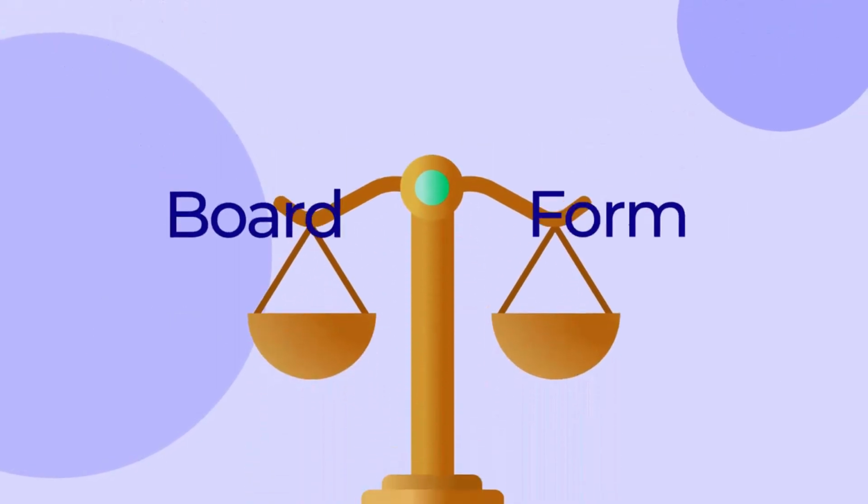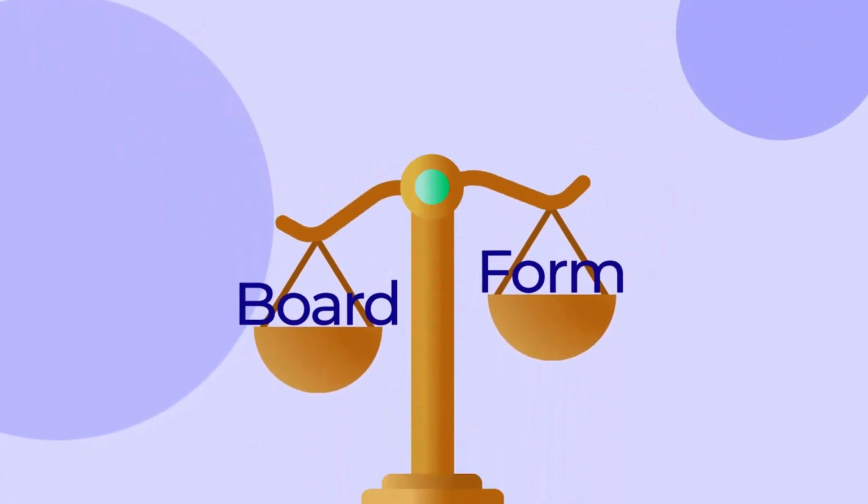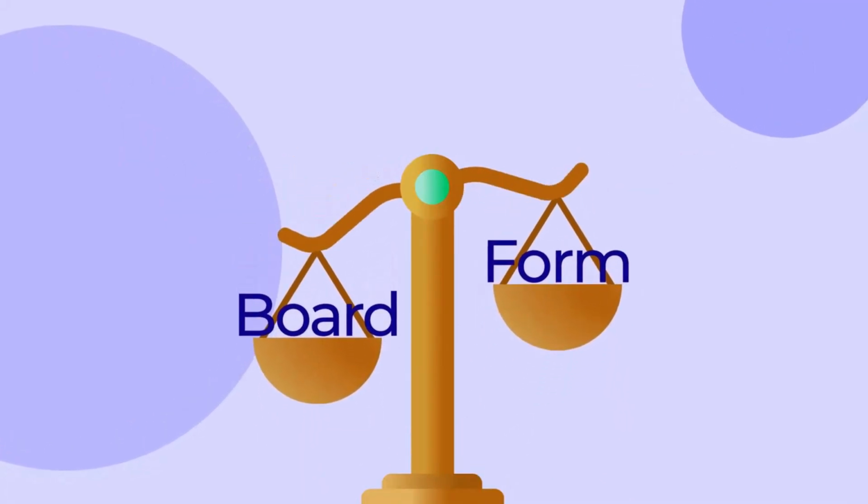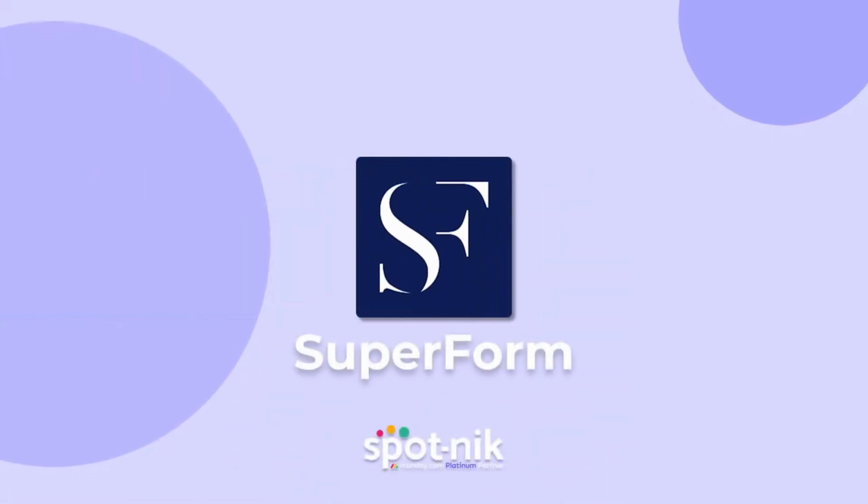So, in short, use the connect and mirror column method when keeping the board data up to date is the priority, and use the snapshot method when it's more important to lock in the data as it was submitted in the form.